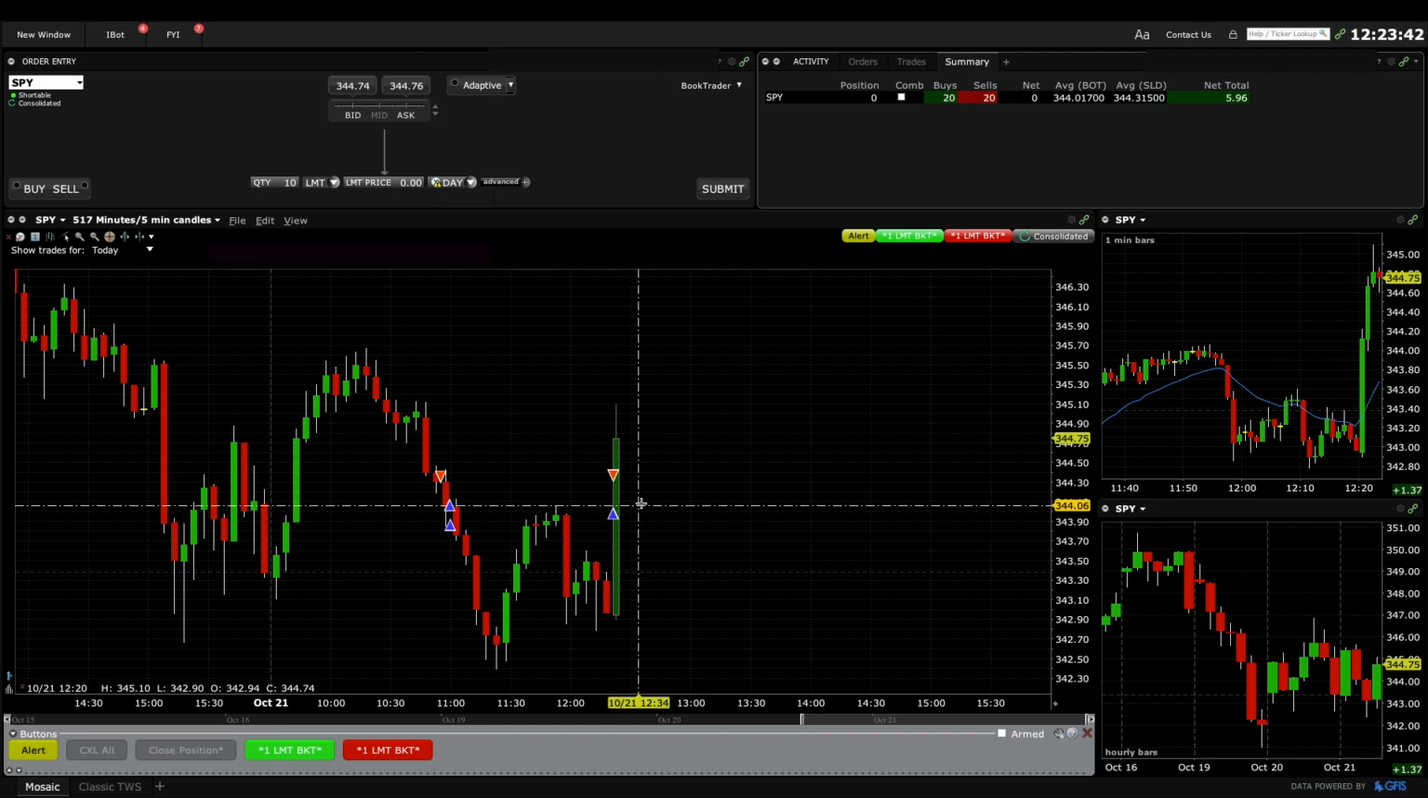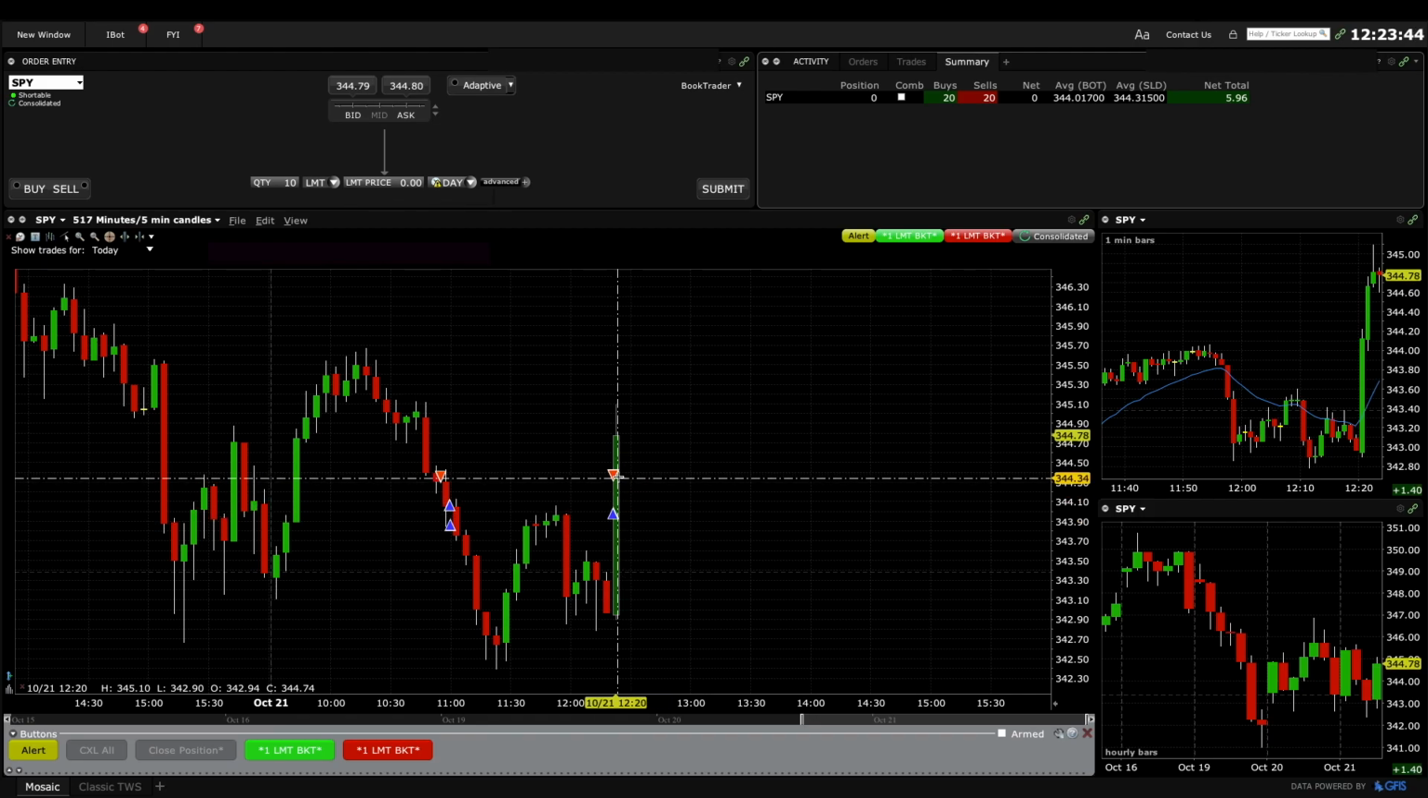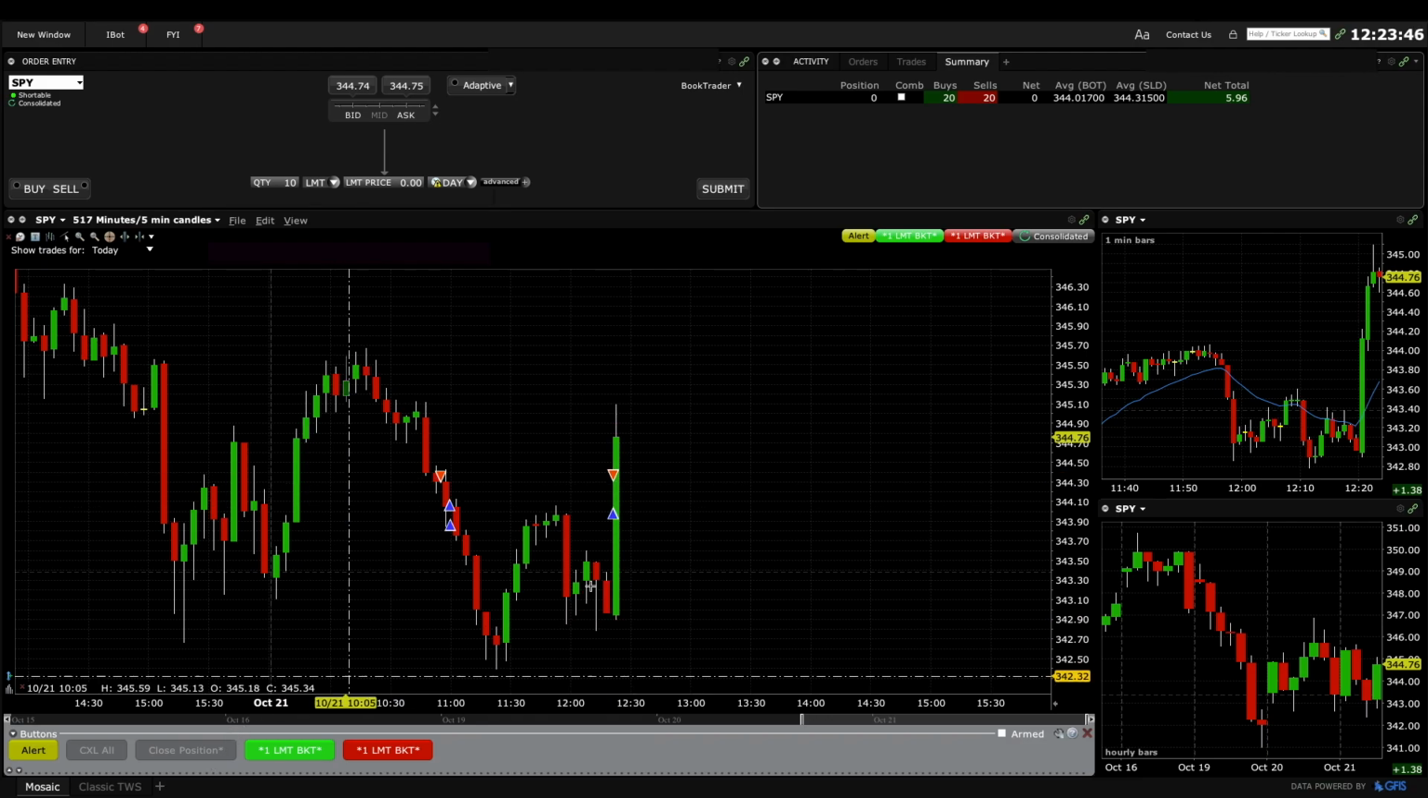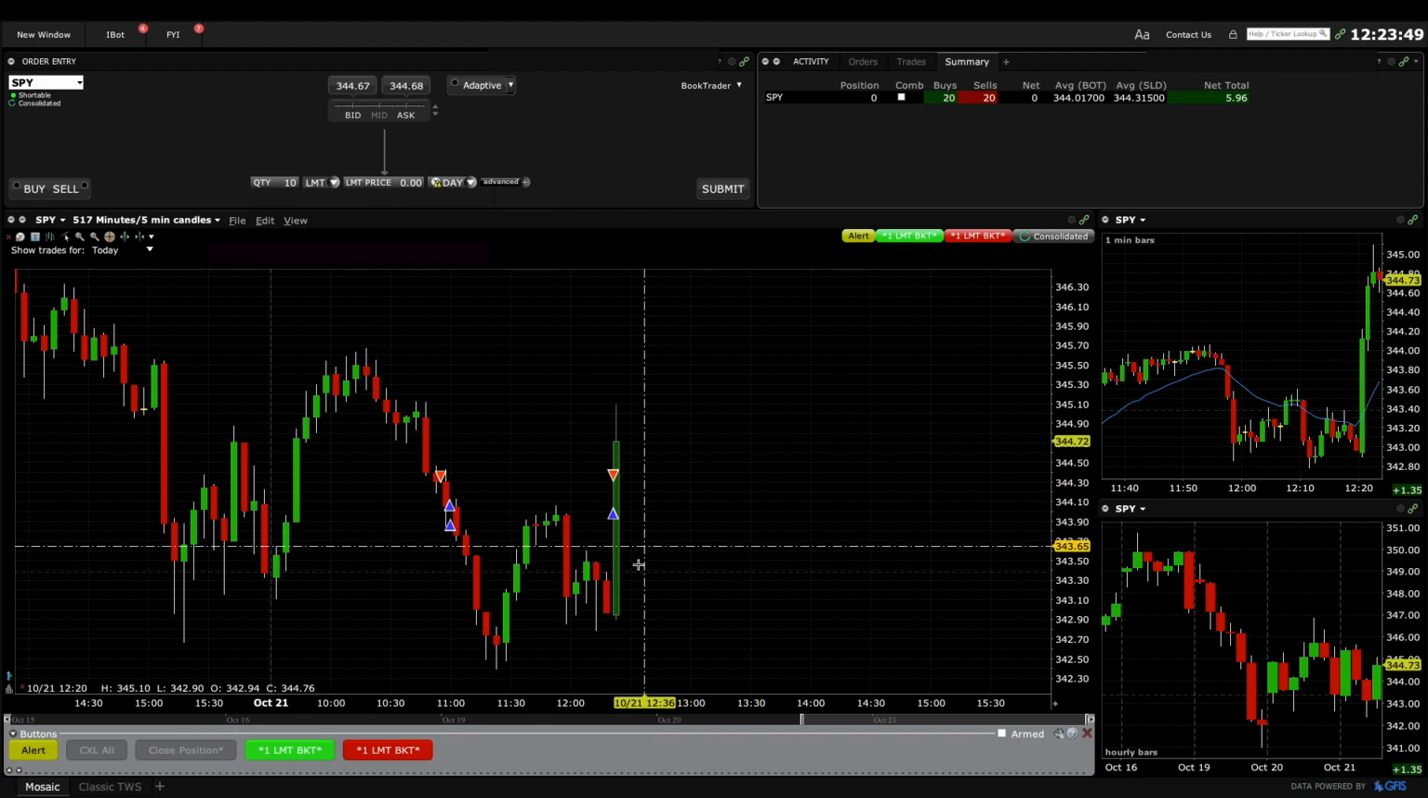I didn't price anything in. I just bought at the market, and then once it got up here and stalled for a second, I just hit close position and exited, which is what I typically do on surprise bars like this.